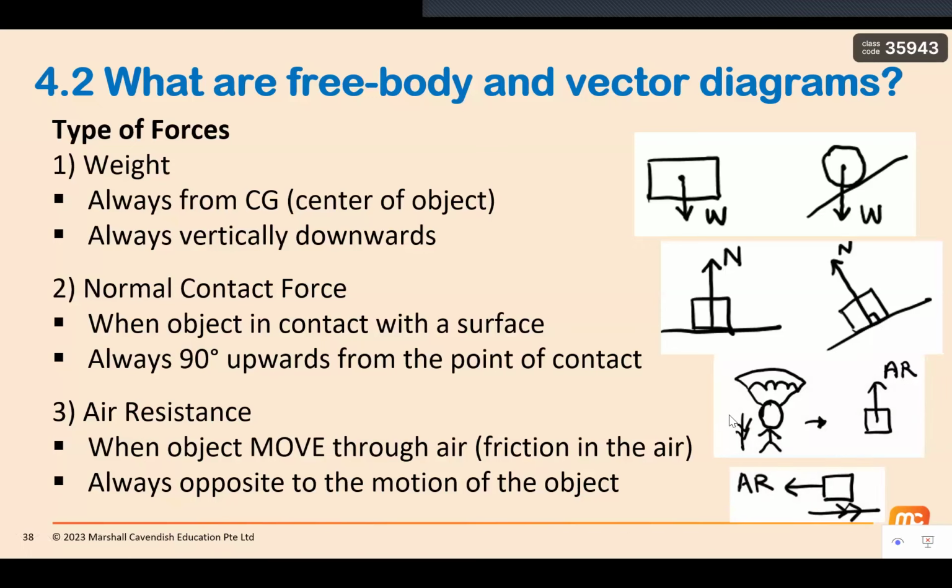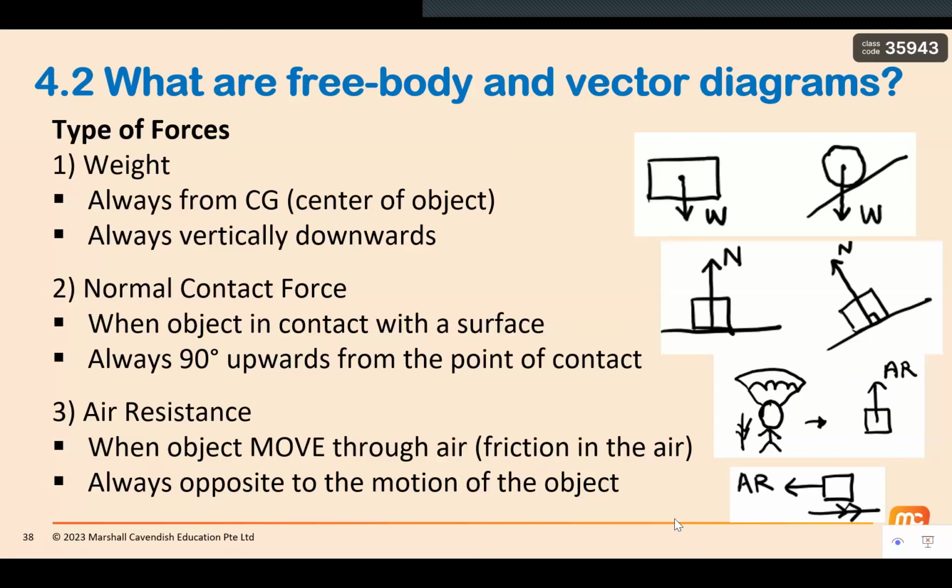Okay, the resultant force is downwards. It's moving down. Then as it moves down, there is air resistance against this parachutist. The air resistance is against the motion, which is downwards, so the air resistance will be upwards. Similarly, if I have a block moving to my right, it will have air resistance acting on it as well. The air resistance will be opposite to the motion, which will be to the left.